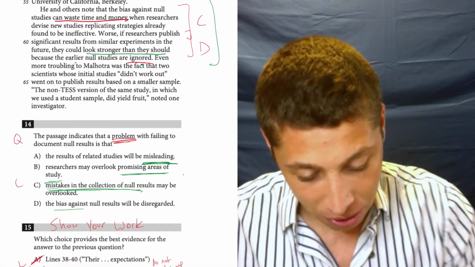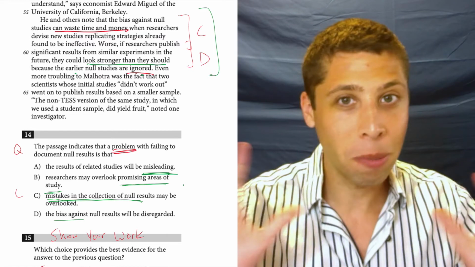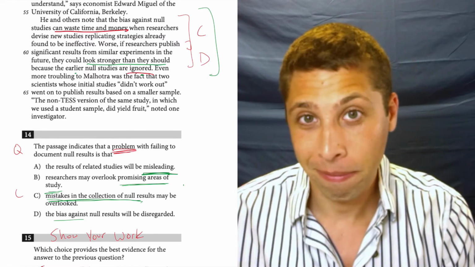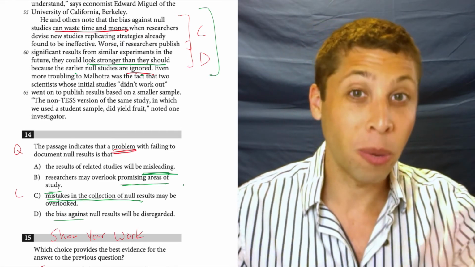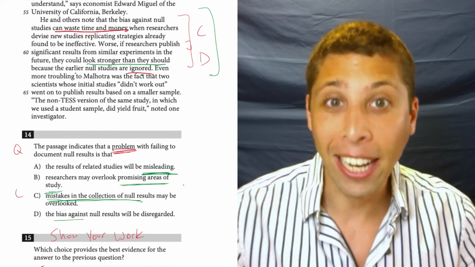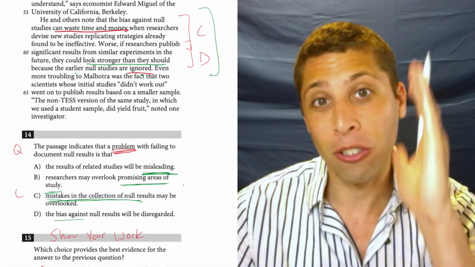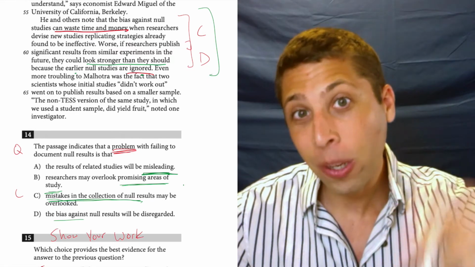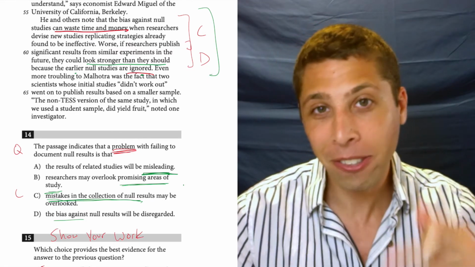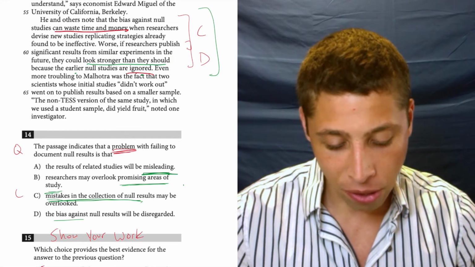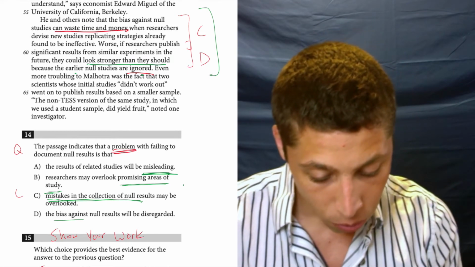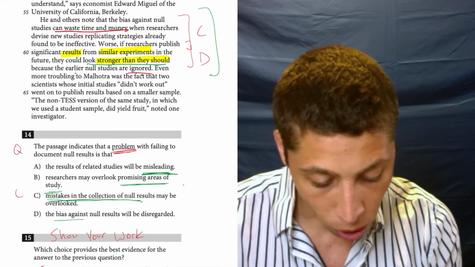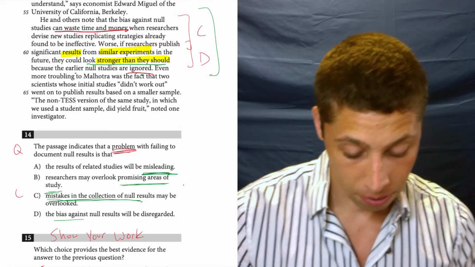Let's look at this. Let me use the highlighter here. We're having trouble lining things up. I'm confused. But confusion can be good. Because confusion is your brain's way of telling you that what it's reading is not making any sense. And sometimes it doesn't make sense because you are the problem. Other times, though, it doesn't make sense because the choices are the problem. So let's look at that choice A again. The results of related studies. So results from similar experiments will be stronger than they should, will be misleading.